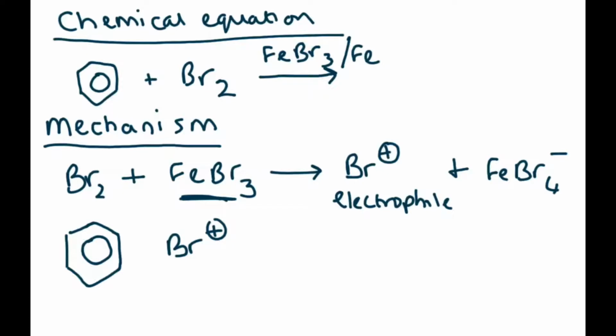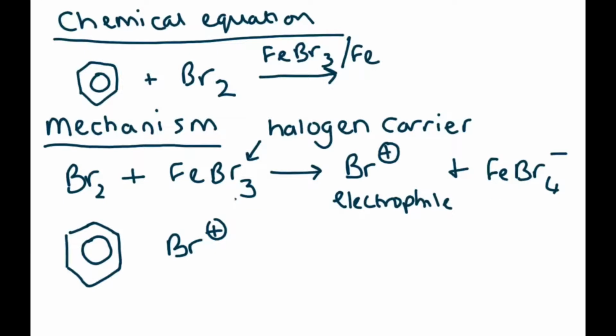This catalyst has got a name. It's iron 3 bromide, but it's called a halogen carrier. Can you see what's happening here? The FeBr3 is carrying the halogen and just looking after the other spare halogen.